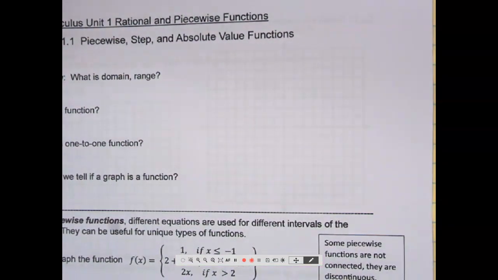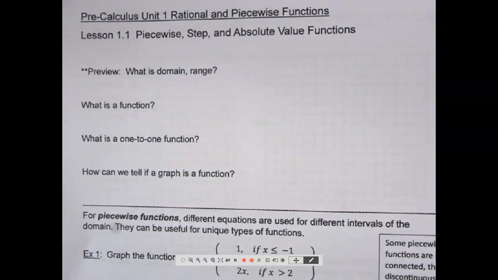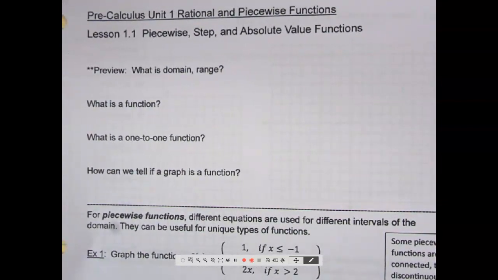Before we do some actual graphing, let's talk about some terms that we need to freshen up on. What is domain and range? When I ask you these questions, throw out whatever you can at me. If it's wrong, we'll fix it. Hopefully we can all piece it together. You might hear someone say something and think, oh yeah, I remember. So give me whatever you have. What is domain and range?